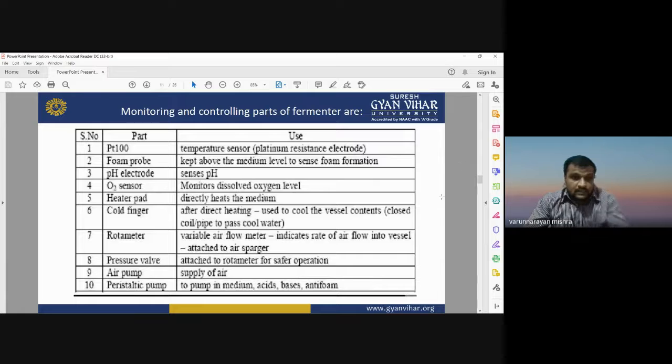Then the monitoring and the controlling part of the fermenters: how to control different parts, how to control the proportion of different materials in the fermentation. We need to have PT100. These are used to control the temperature. It is a temperature sensor. Foam probe is kept above the medium level to sense the foam formation. pH electrode, it senses the pH level and controls the pH level value.